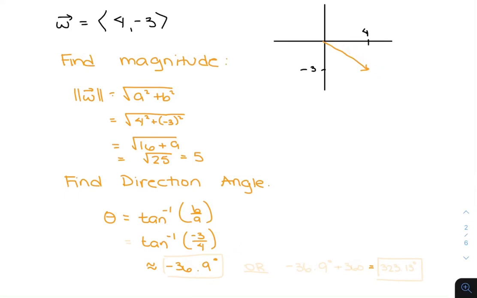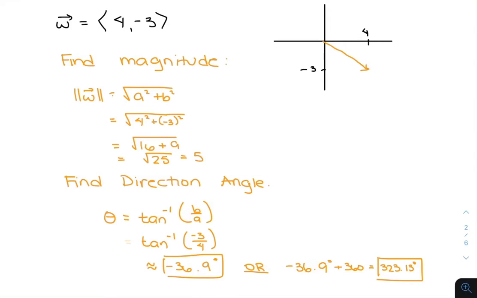But if you don't like negative numbers, you can also add 360 degrees to this, and then it'll give you the exact same thing. So you can add -36.9 degrees plus 360 degrees, which is 323.13 degrees. Either of these direction angles is correct. The only difference is that one is negative and one is positive. But since they are coterminal angles, meaning that we went around 360 degrees, they are both the same.